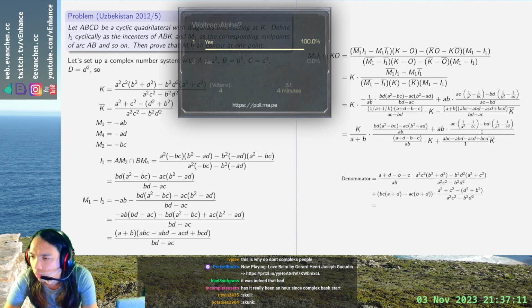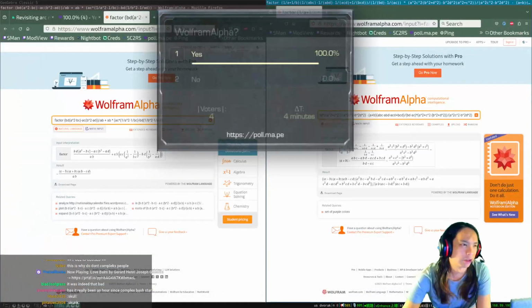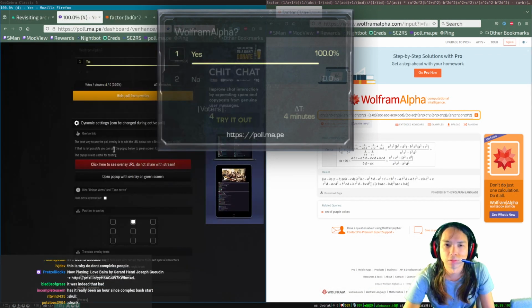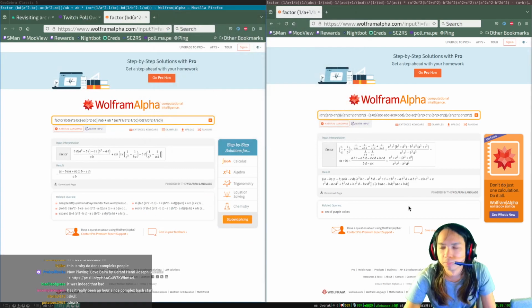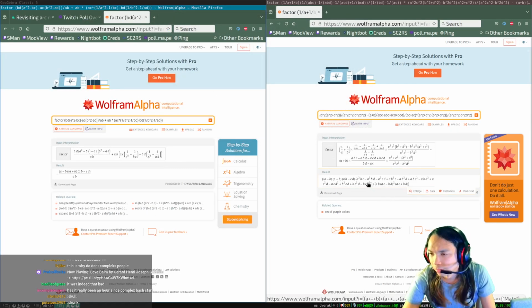Oh, that's a lot worse than I thought it would be. Okay, so when you do this, the inner thing actually is not... I thought it would factor a lot better than this, but the inner thing is actually like 12 terms. This is not good news. I mean, it's fine. It is what it is.